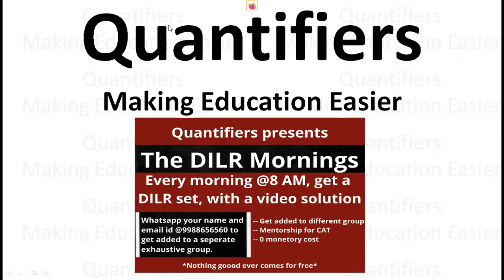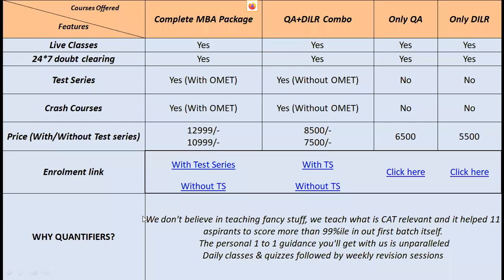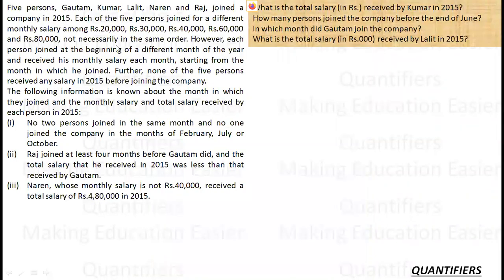So in today's session, I am going to discuss a very good set, a kind of DI conditional set, and it involves a lot of permutation and combination. The optimum time to do this set would be around 8 to 10 minutes, but it's a really good set. If you're watching this for the first time, please pause the video and give it a try. Let's see what the set is all about.